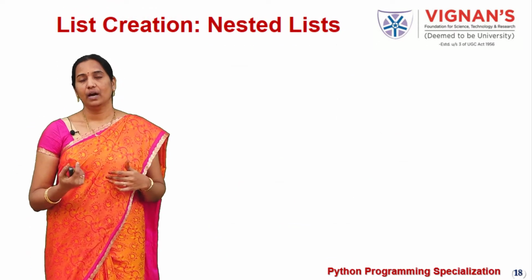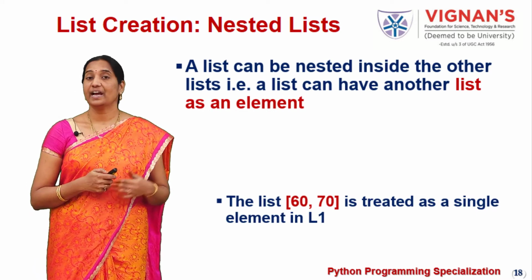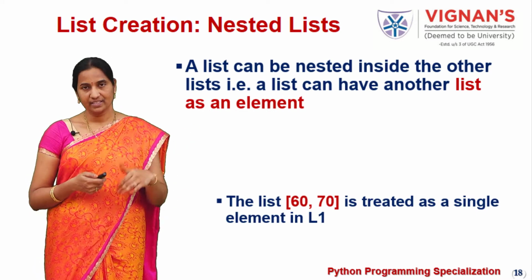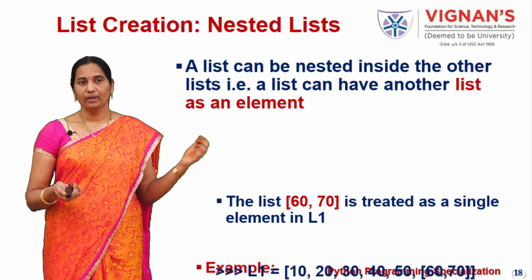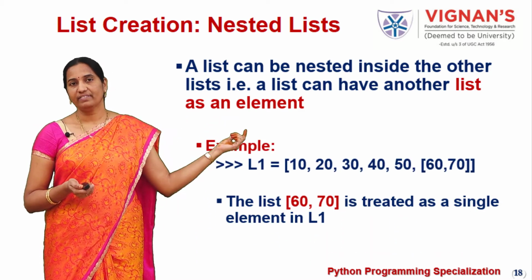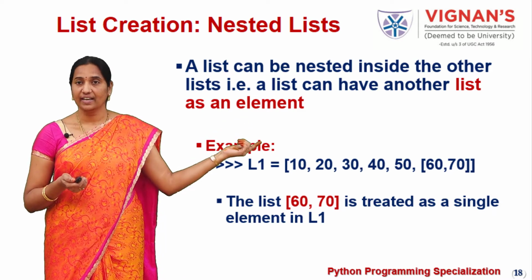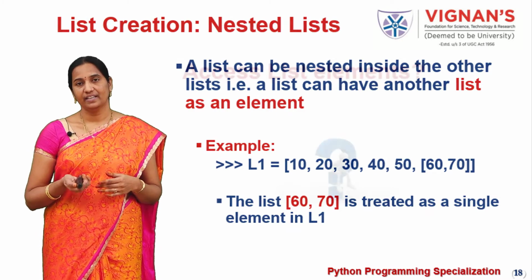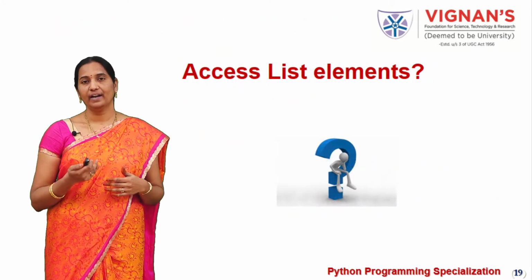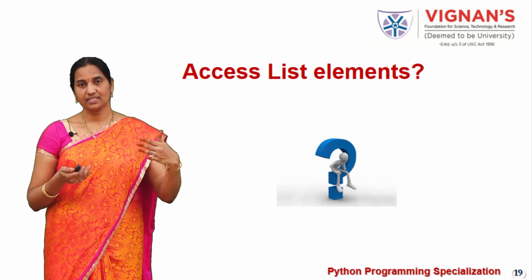Now, let us see how do we create a nested list. A nested list is basically a list which has another list as an element. That is, a list is allowed to have a list as an element. If you observe this example, 60, 70, the last element is a list. Even then it is having a collection of elements that is treated as a single element in the list L1. We have seen so far how do we create various types of lists: homogeneous list, heterogeneous list, the nested list.